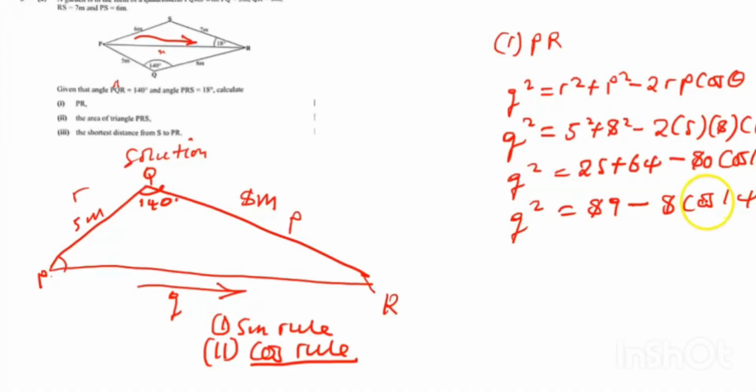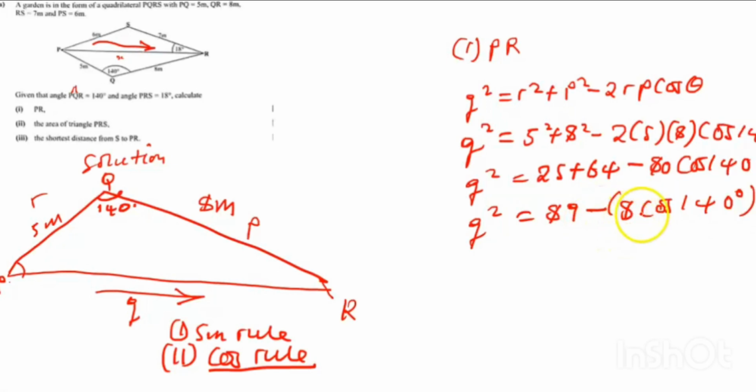So whenever you reach this stage, you group this thing, you leave the sign outside, then you multiply. Here there's 80, you multiply 80 times cos 140, 80 multiplied by cos 140, which is 61.28.